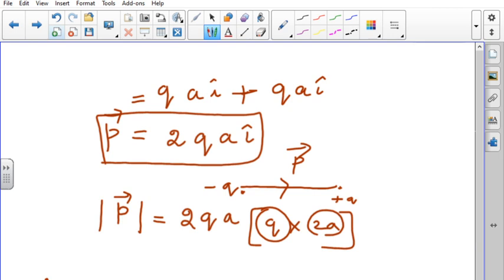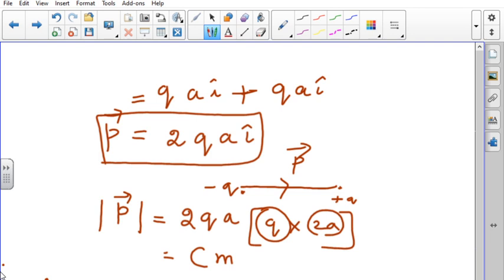Then what about its unit? We may derive the unit. Q is charge, so its unit is coulomb, and a is distance, so it is meter. Don't consider it as centimeter. Coulomb meter is the SI unit of the electric dipole moment. Students, we have learnt so far about electric field lines and their properties, what an electric dipole is, a few examples, and what is meant by the electric dipole moment and its unit also.